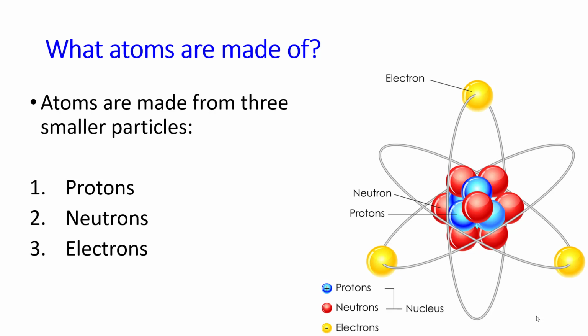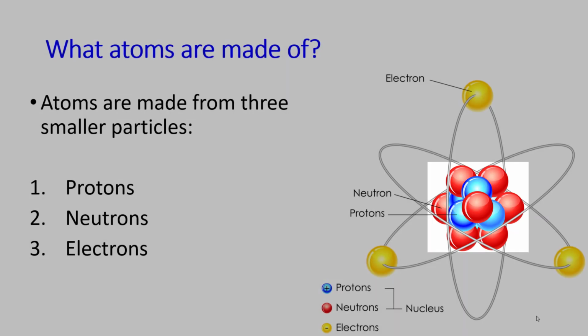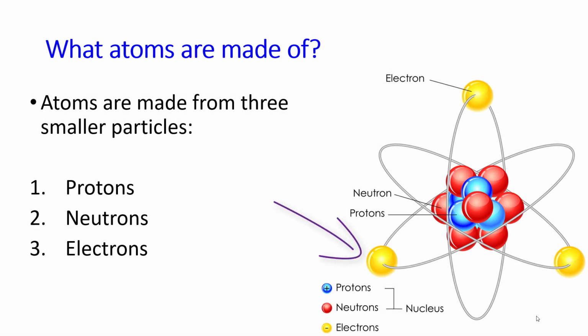Atoms are made of three smaller particles. We've got protons and neutrons in the center, called the nucleus, and on the outside are electrons.